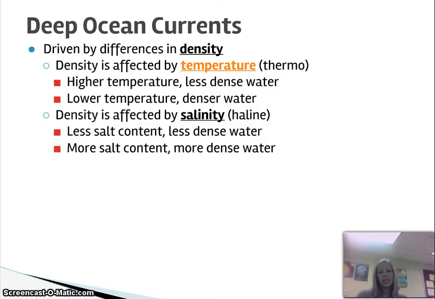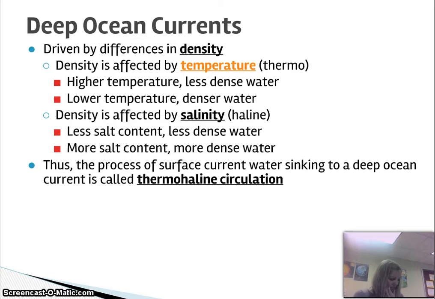The second factor that affects the density of water is salinity. Salinity is the salt content, so make sure you know that salinity is just the amount of salt in the water. The less salt content, the less dense the water; the more salt content there is within a certain space of the water, the more dense it is. It's all about how much matter is crammed into an amount of space.